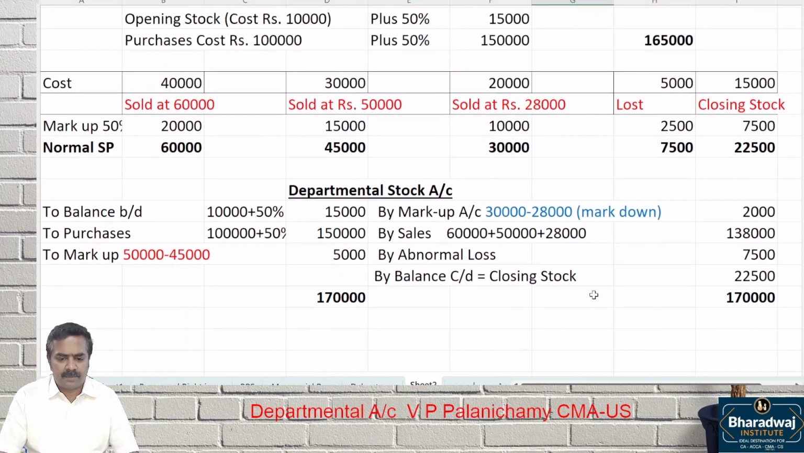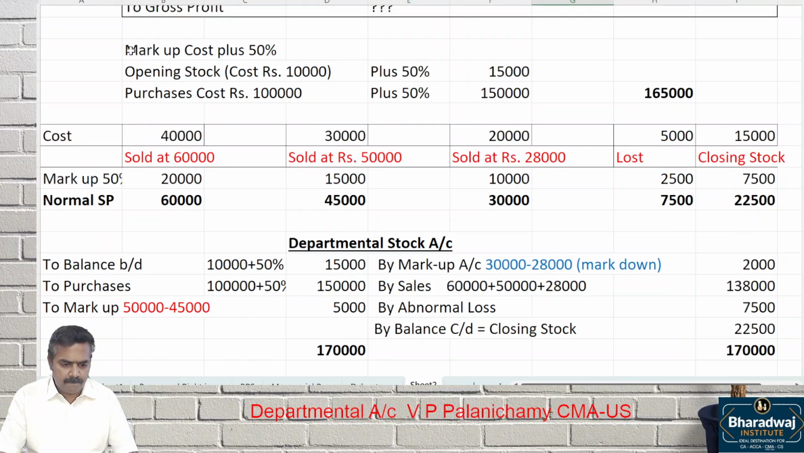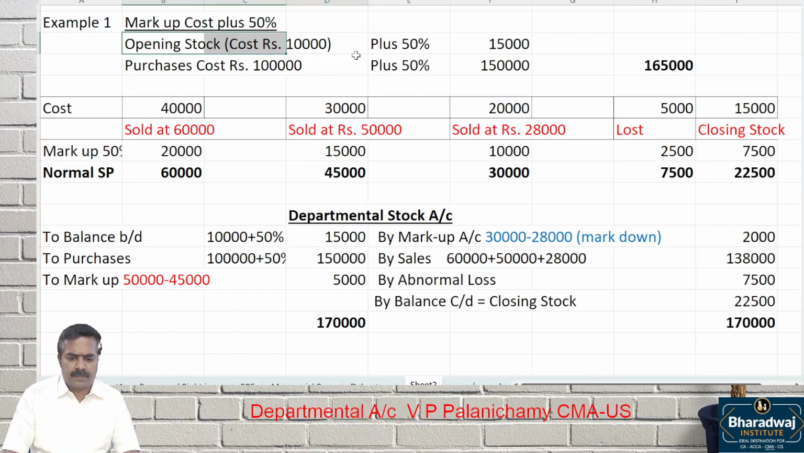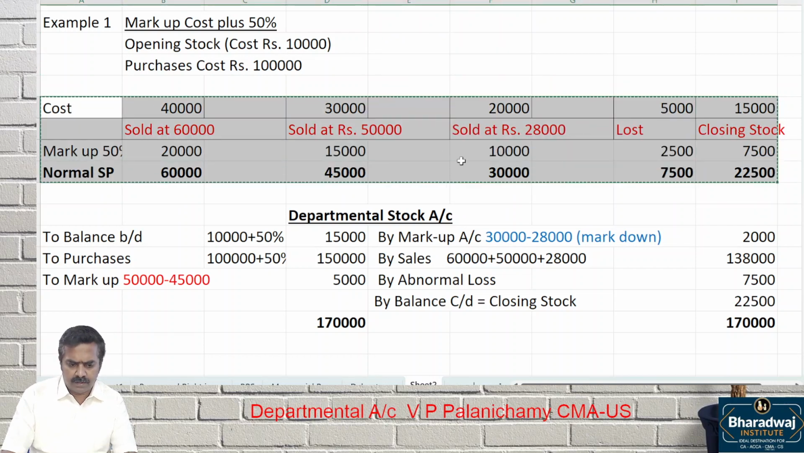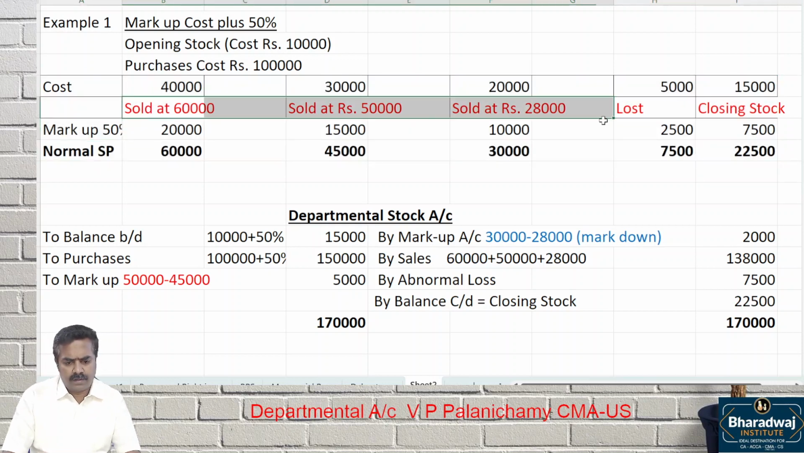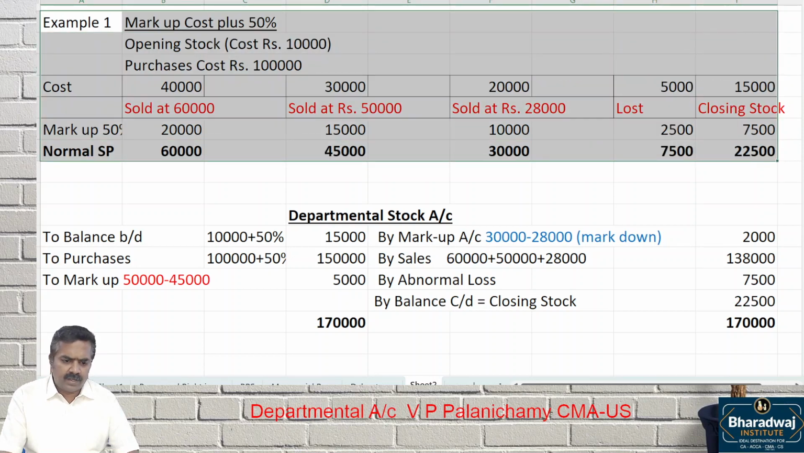Now take up this example. Markup is cost plus 50%. This is the data about opening stock and purchases. Take up this data first.